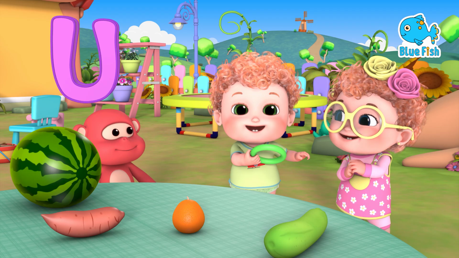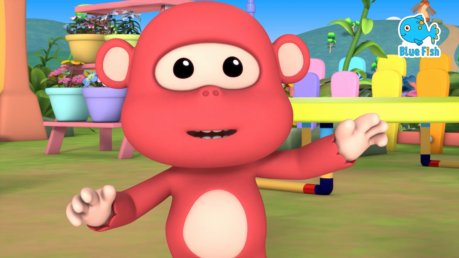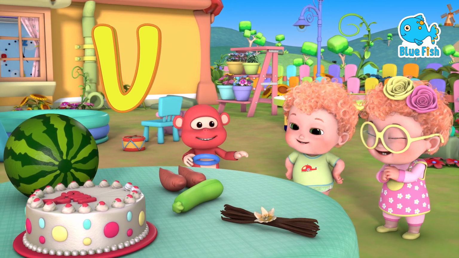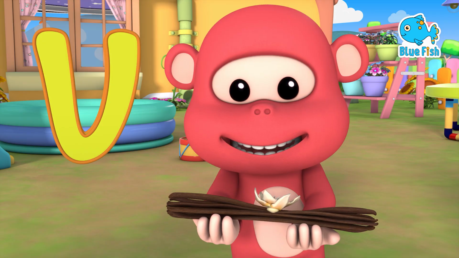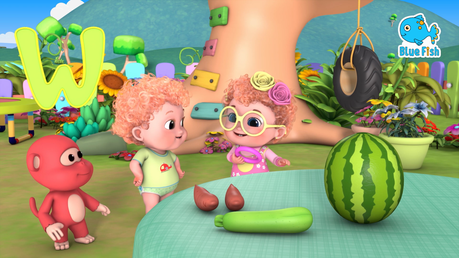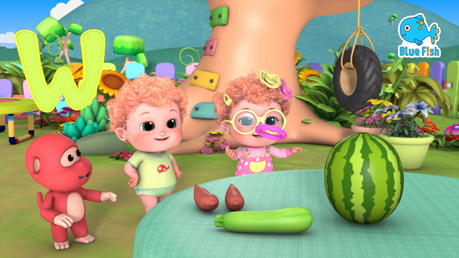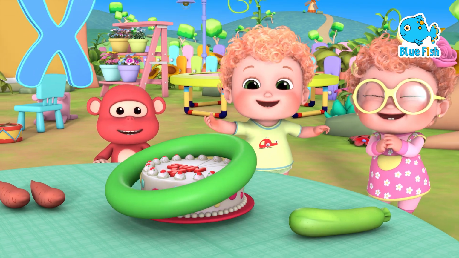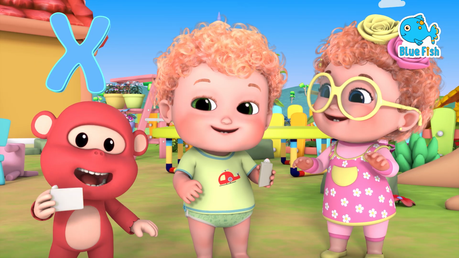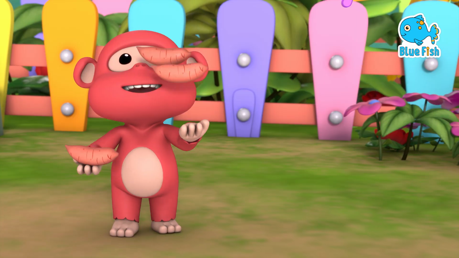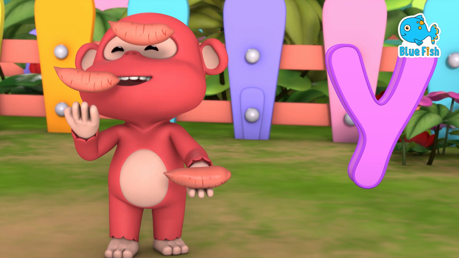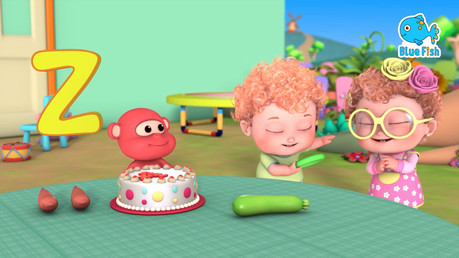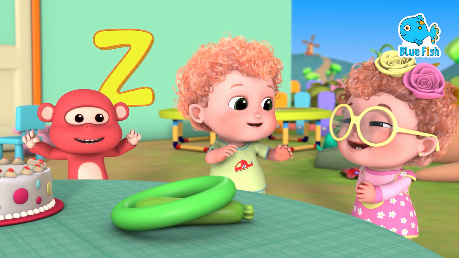U is for ugly, u-u-ugly. V is for vanilla, v-v-vanilla. W for watermelon, w-w-watermelon. X is for Xmas cake, Xmas cake. Y is for yam, y-y-yam. Z is for zucchini, z-z-zucchini.